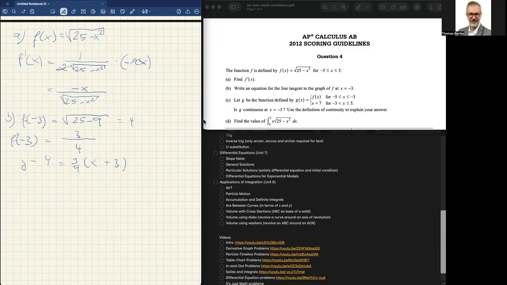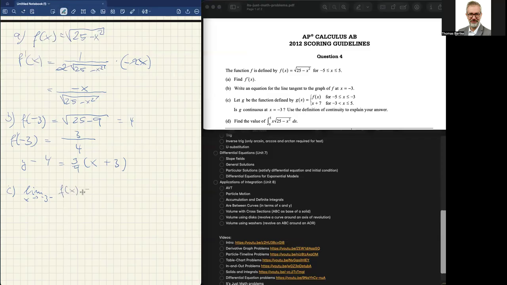Anything else on this one? No. Okay, C is a piecewise defined function, and we're supposed to find out if it's continuous. Well, when is it continuous? It is continuous if the limits of the one-sided approach to the separation point or connection point between the pieces is the same from both sides, right? So we have to find the limit as x approaches negative 3 from the left. We apply f of x to that.